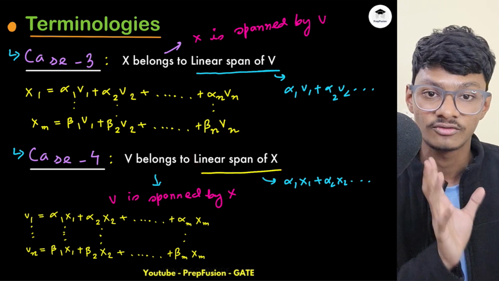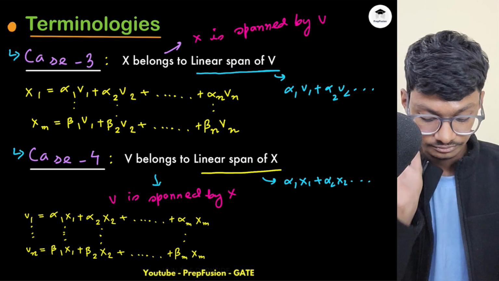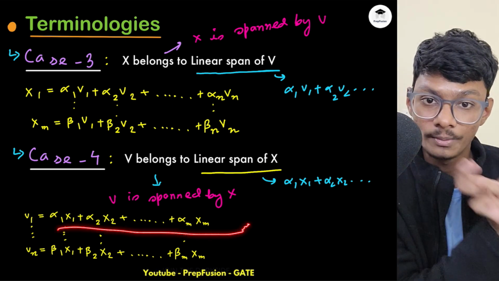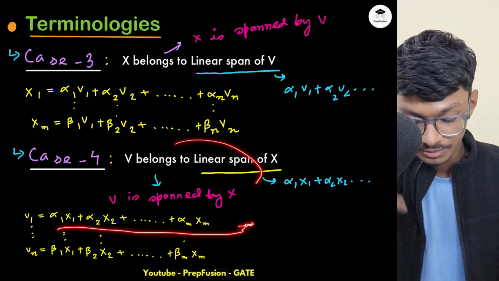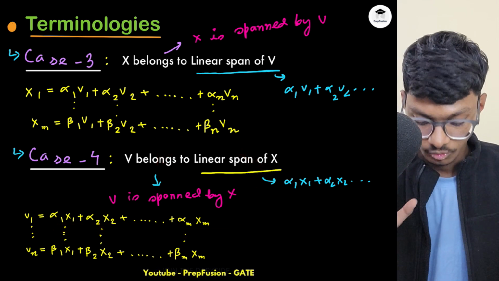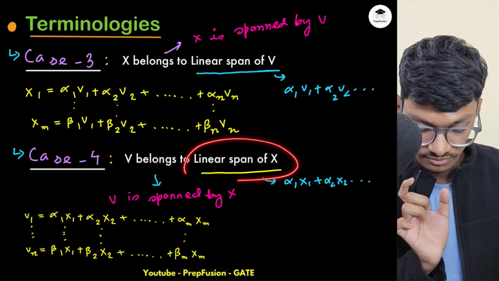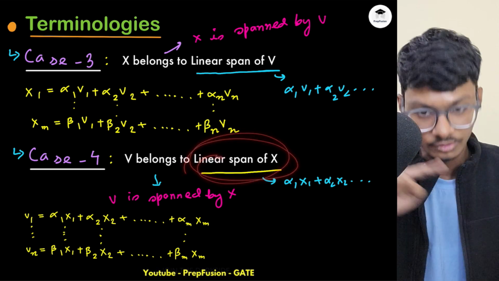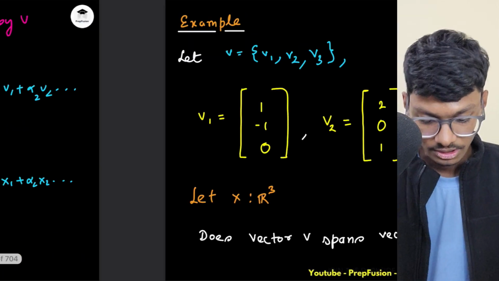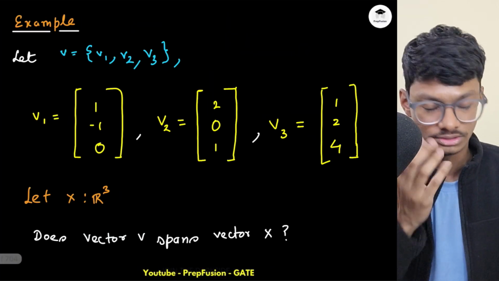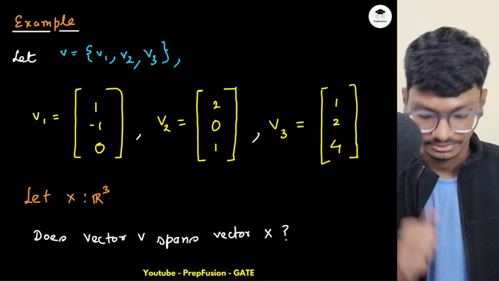So what is the linear span of X? Linear span of X means all the linear combinations of X, right? X1, X2, X3, which belong to V. So you write it like this. You first decode the linear span part, then you write the other one on the LHS. Okay, this is how I understand the concept of linear span.